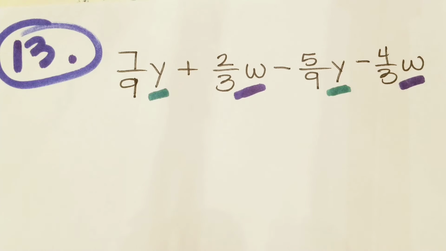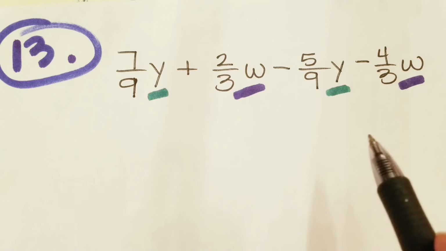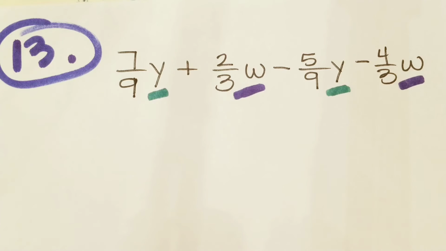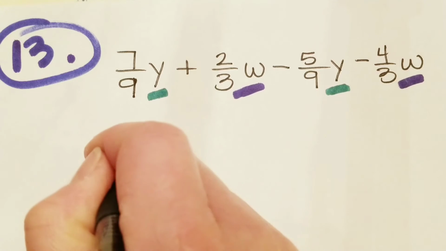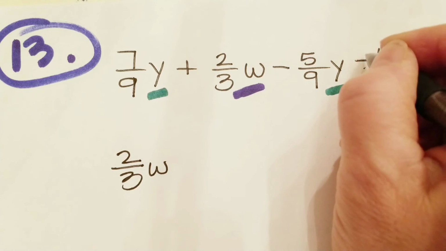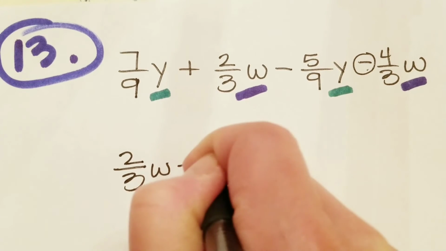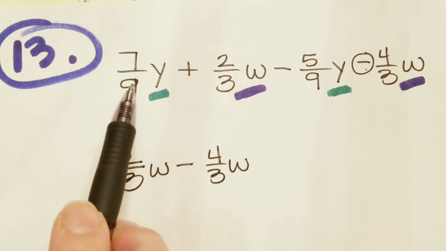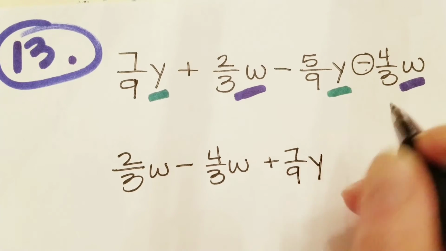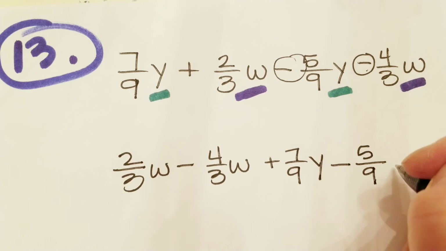So let's start with the w's, because when you're listing an expression or listing like terms, you'll always want to go in alphabetical order, and w comes before y, so we'll list the w's first. So we have a positive 2/3 W minus, the sign in front is very important. You want to take the sign with the term. So minus 4/3 W, okay? And then we have a positive 7/9 Y, so I'm going to add 7/9 Y, and then I have a negative 5/9 Y, so obviously minus 5/9 Y.